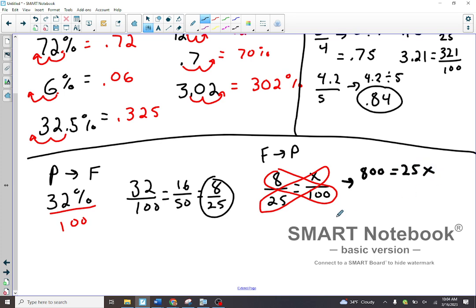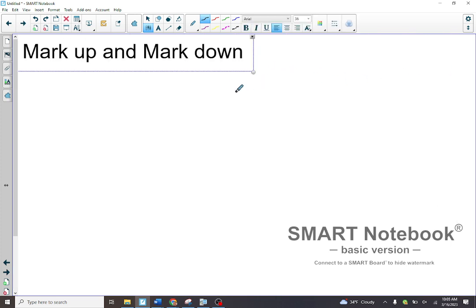Office. So, divided by 25 on both sides. 4, 8, 32. So 32 equals x. So that means you have 32%. So fraction to percent is the hardest one, but they're all pretty basic. That's it? Yeah, for that. Mark up, mark down.